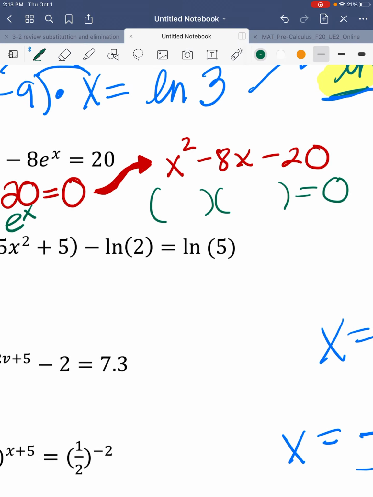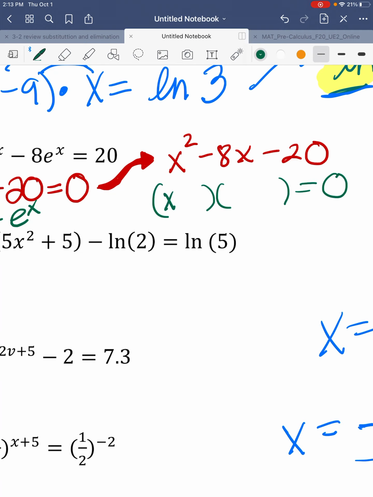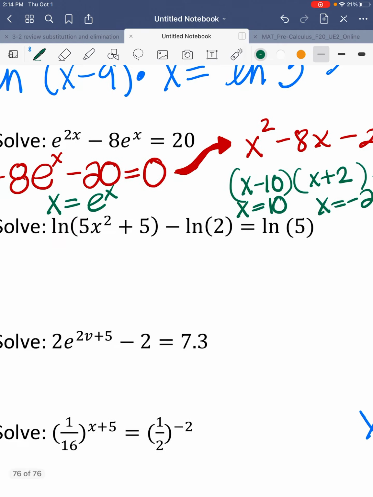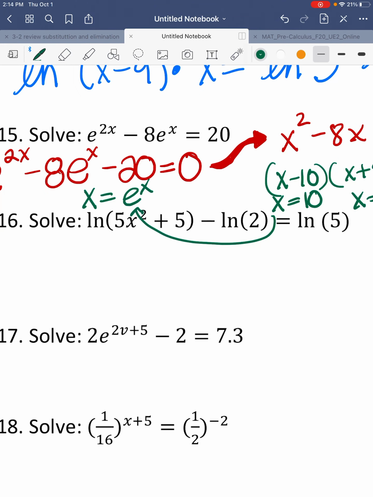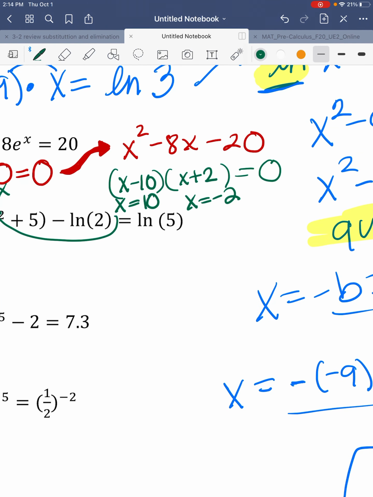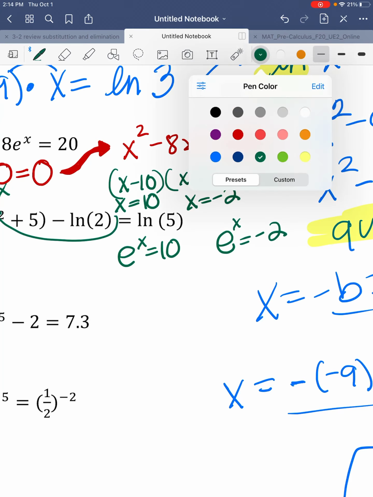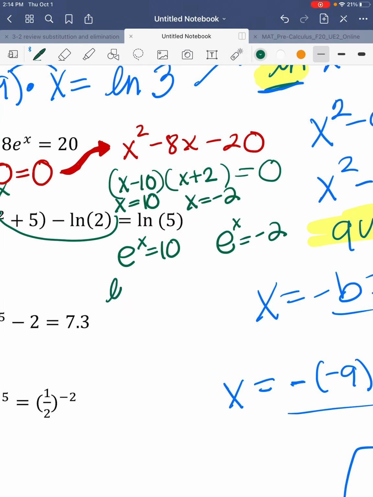For this one, I could find the numbers. There were negative 10 and plus 2. For here, I get 10. For this one, I get negative 2. But remember that the x was e to the x. So I'm going to have to go back, and instead of x, I'm going to put e to the x equals 10. And e to the x equals negative 2. And to solve for x, you do ln of 10 and ln of negative 2.